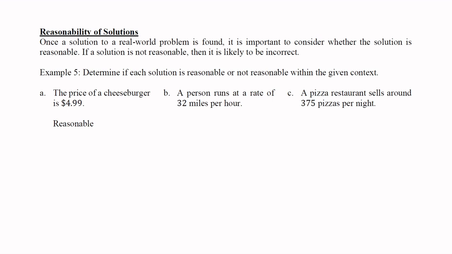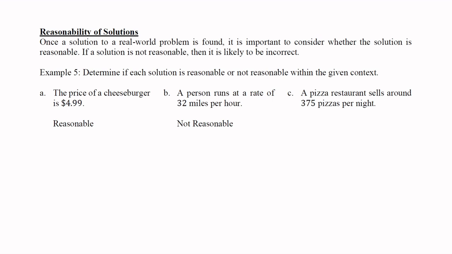For B, a person runs at a rate of 32 miles per hour. Well, think about how fast 32 miles per hour is. It doesn't seem feasible that a person would be able to run that fast. Okay, so therefore it's not reasonable, and if you get that for a solution within that context, chances are your solution is incorrect.